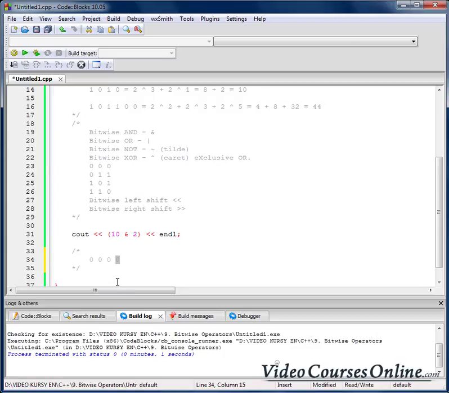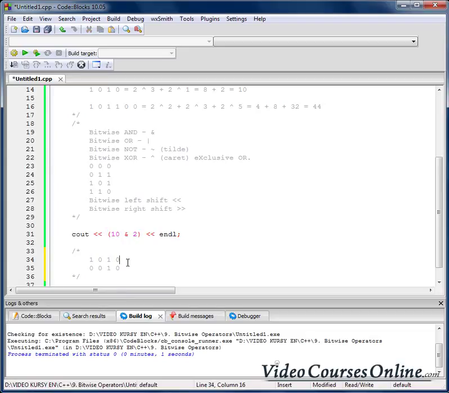Here normally is hidden 1. Here normally is hidden 2. Here normally is hidden 4. Here normally is hidden 8. So 8 plus 2 will give us 10. So I change this guy to 1, this guy to 1, and this thing is 10, right? Now I think about that 2 here, so it will be 0, 0, 1, 0.